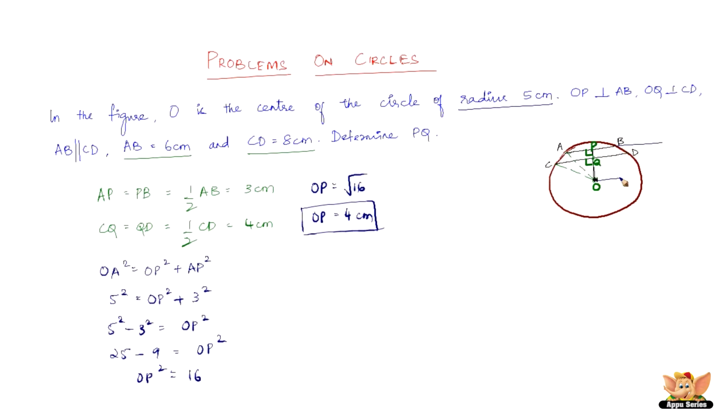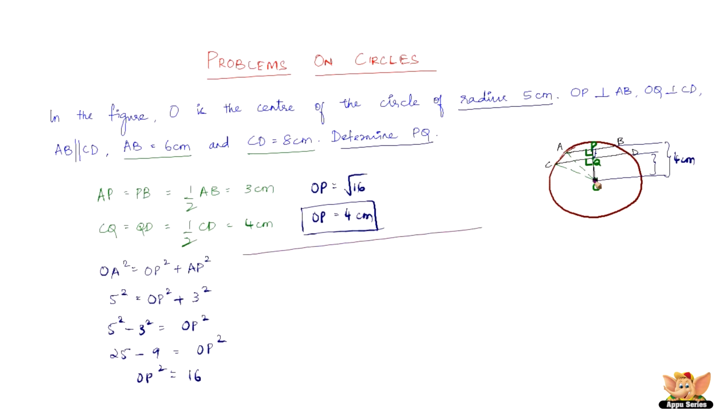Let me just extend this. So this is OP, which is 4 centimeters. The next thing we need to find is OQ, because once we find OP and OQ, we can subtract them to find PQ, which is what we eventually have to find. So now let us consider another right angle triangle.